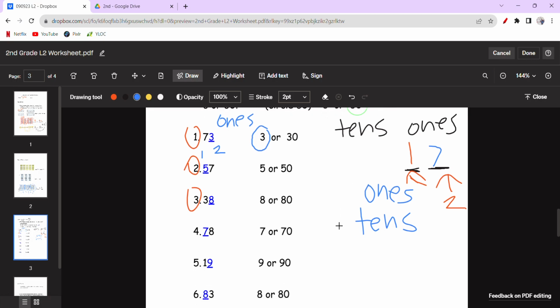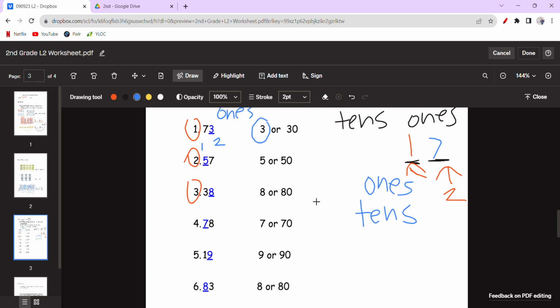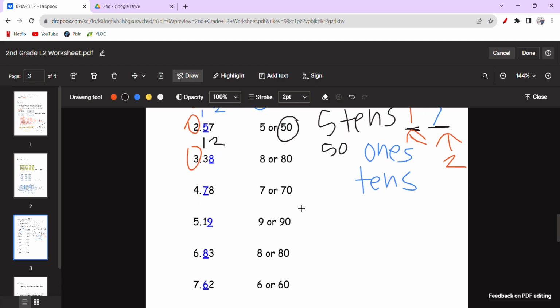Let's try another one. 57, the 5 in this number. What is the value of the 5? So if we look here, the 5 is in the first place, right? So then that'll be in the tens place, right? And so if there's 5 tens, realistically in numbers, how many ones would that be? That would be 50 ones. So we'll just circle 50.